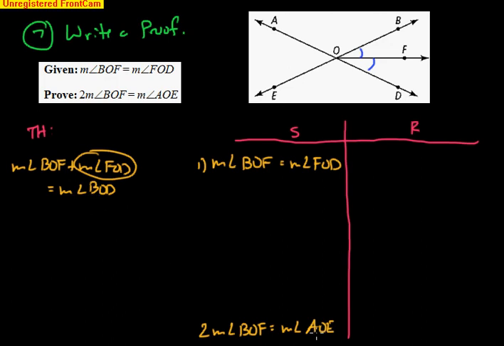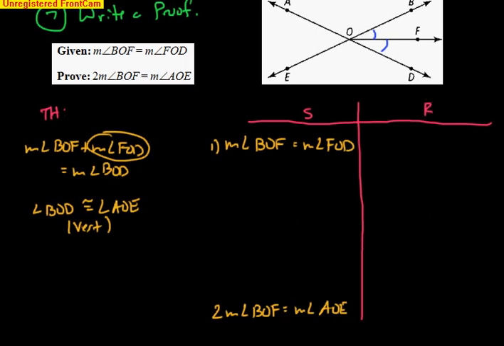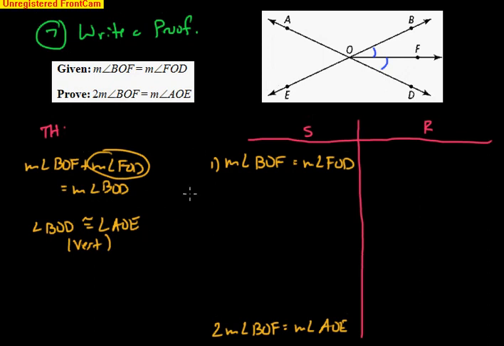Now the question is, how do I make BOD become AOE? Well, look at the picture. BOD and AOE, they're vertical angles. So I also know that angle BOD is congruent to angle AOE because they're vertical. So here are all the pre-thoughts I'm having, and we'll have to do a little algebra here and there and some substitution, but this is the big idea. We have angle addition and we have vertical angles. So let's start with the angle addition.